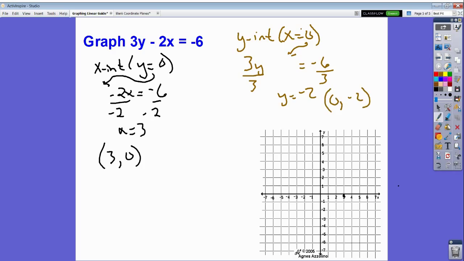So now I'm going to plot 0, negative 2. So 0 down to negative 2. And then I can connect my dots. So it'll probably look something like that.